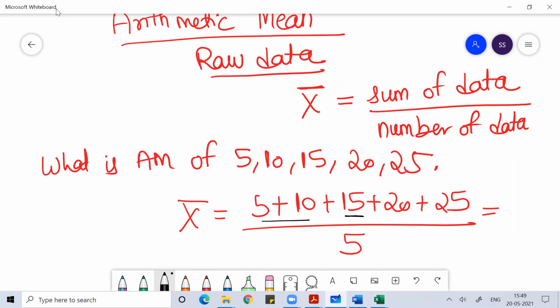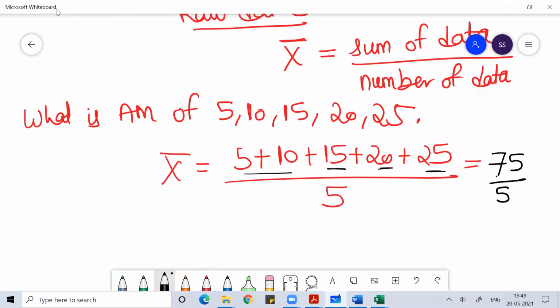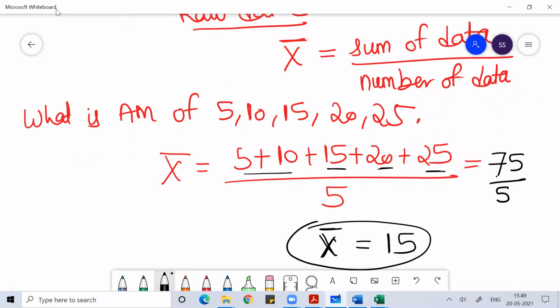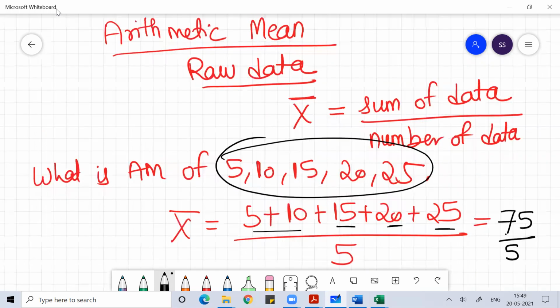The sum is 15, 30, 50, 75. So the arithmetic mean will be 75 by 5. The value of the arithmetic mean is equal to 75 by 5, which means 15. You can understand it this way. The arithmetic mean of 5, 10, 15, 20, 25: the sum of the data is 75 divided by 5. This set of data is called raw data. I hope you are understanding.